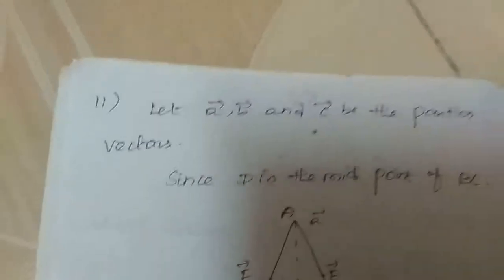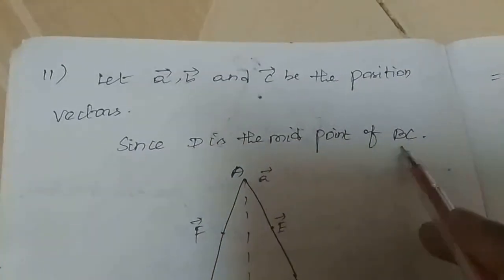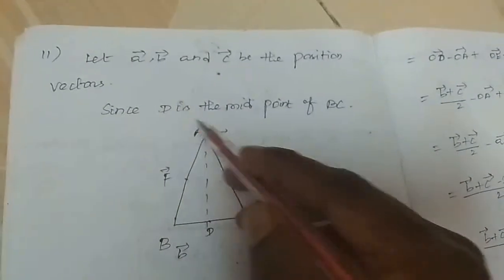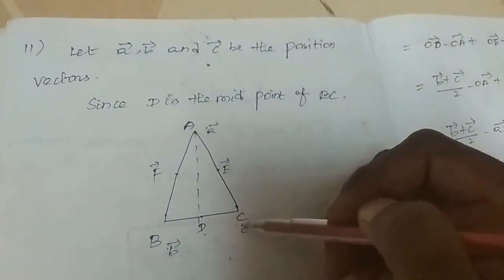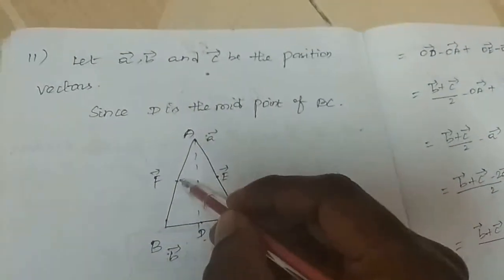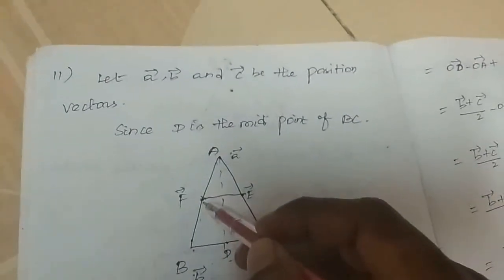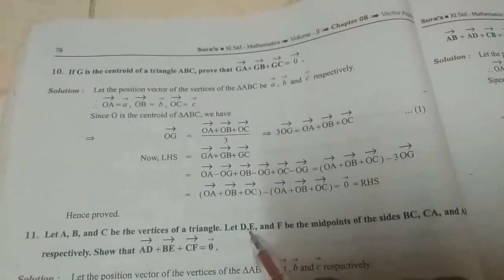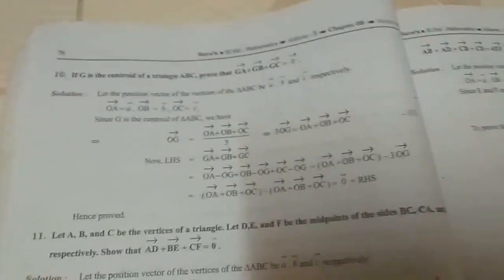Now the solution. Let A vector, B vector and C vector be the position vectors. Since D is the midpoint of BC, that is a triangle ABC. D is the midpoint of B to C. Small a vector, small b vector, small c vector are the position vectors. Between A and B is F, and between A and C is E. In your book the condition is already given: D, E, F are the midpoints of BC, CA, AB. So BC midpoint is D.